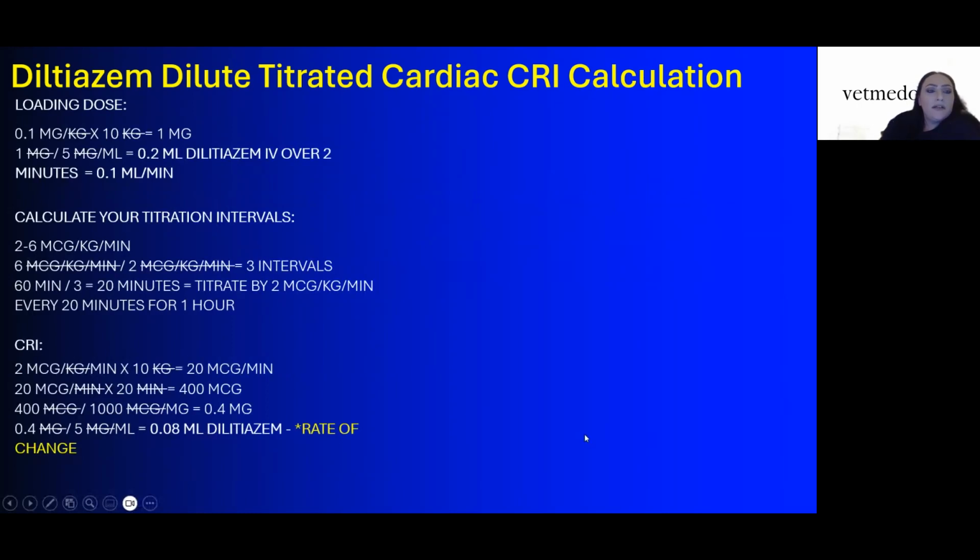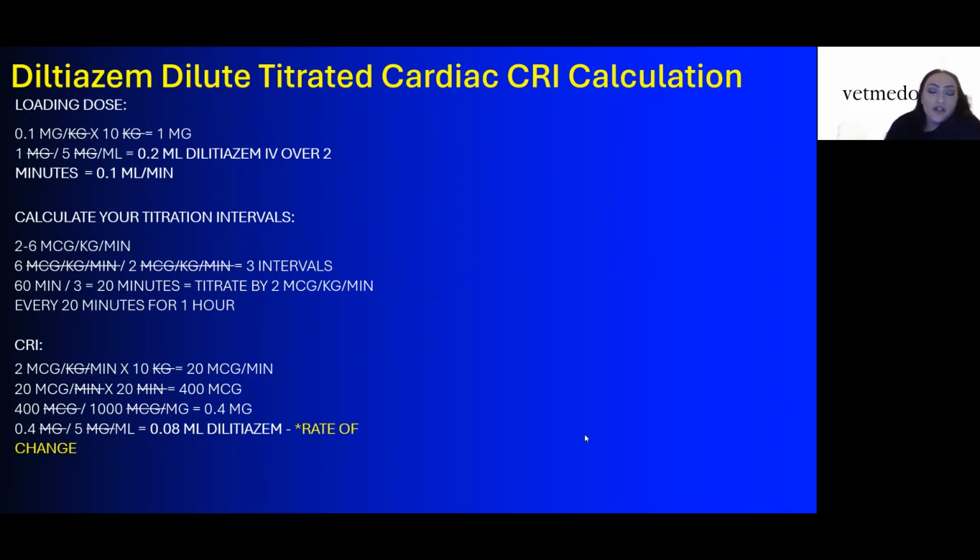So for our loading dose, 0.1 mg per kg, 10 kgs, we get 1 milligram. 1 milligram divided by 5 mg per mil equals 0.2 mils diltiazem IV over 2 minutes. 0.1 mils per minute is basically what we're getting there. We don't really need to map that out, do we?